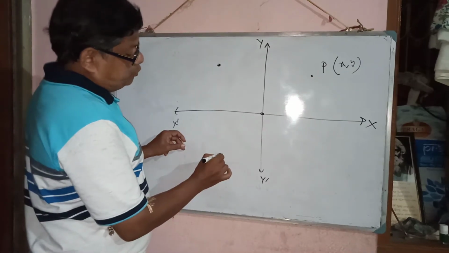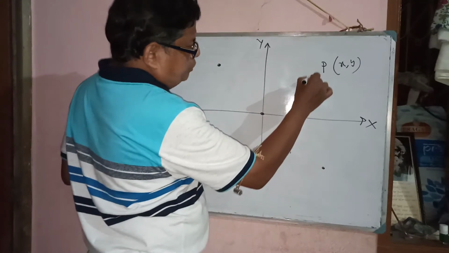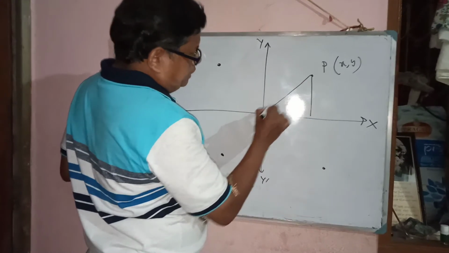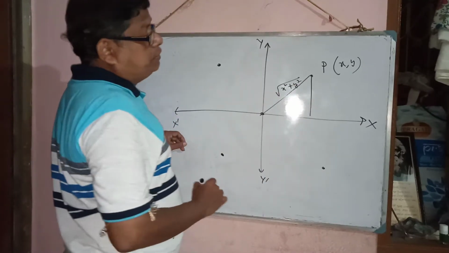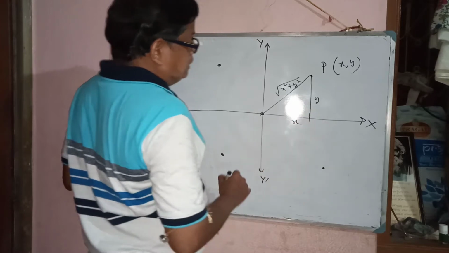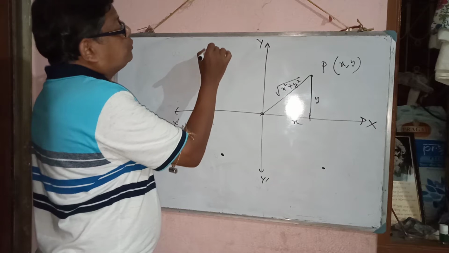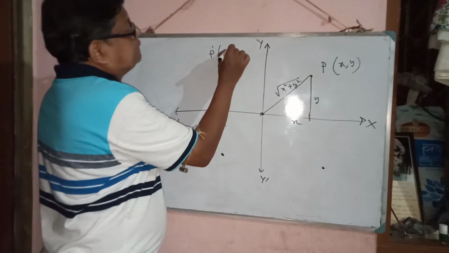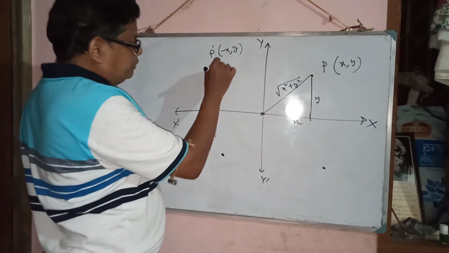Suppose this point is here. The distance is always the same. You find the distance here: it will be root of x square plus y square. This is x and this is y. Similarly, suppose the point is here, so the coordinate is minus x, y. Suppose P dash.